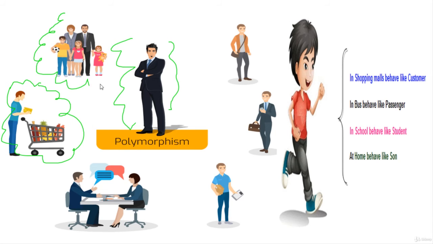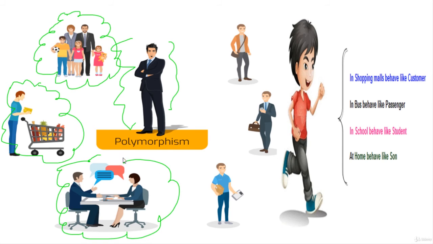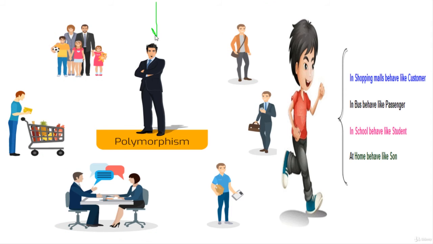If he is in a family or in a house, he will behave like a parent, a dad or a son. If he is in an office, he will behave like an employee. If he is in a school, he will behave like a student. So as you can see here, one person has many forms. This is called polymorphism, where you write simply one thing and it has many forms.